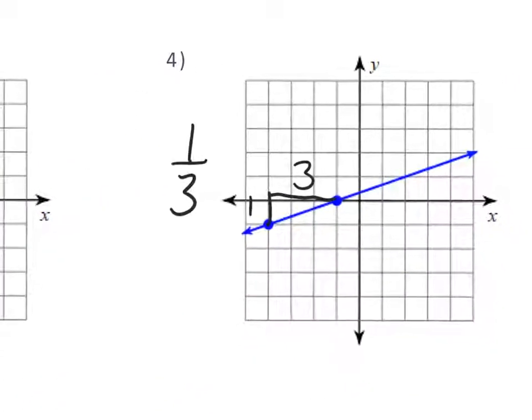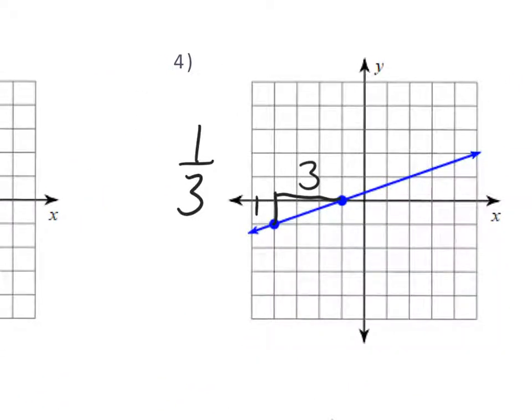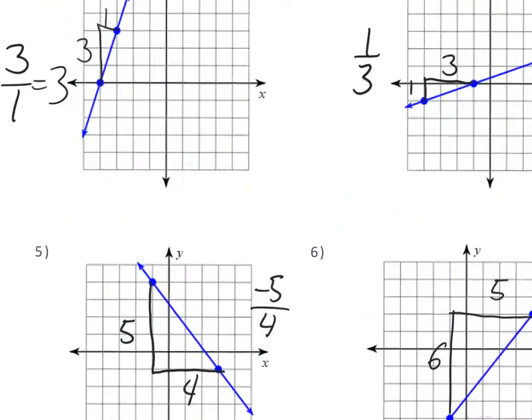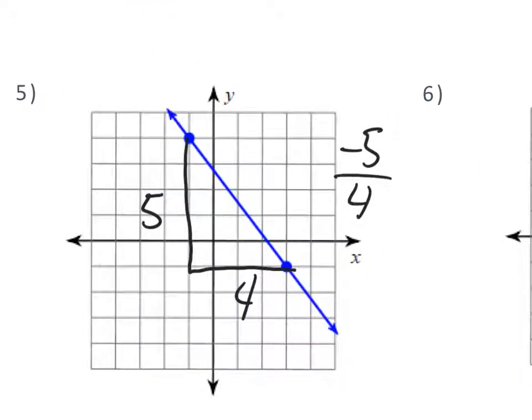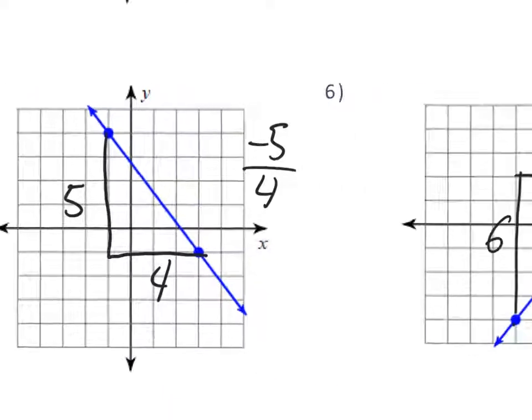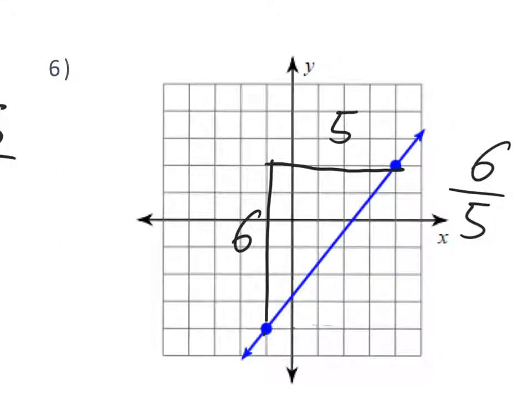The next one, I drew another triangle. It went up by 1 to the right 3, so 1/3. I can't write that in another way unless you want to make it more difficult, like it could be 2/6 or something along those lines, but 1/3 is as simplified as it gets. My next one, drew my triangle. My slope is -5/4, and last one, my slope is +6/5.